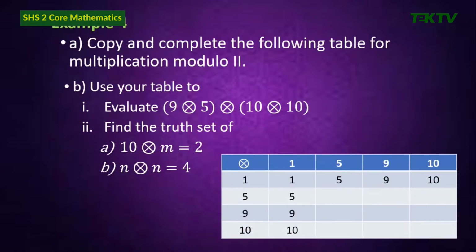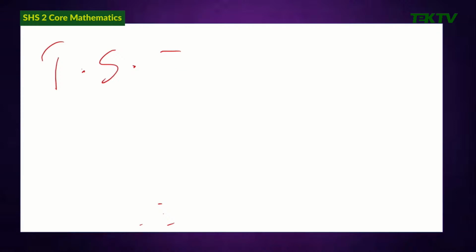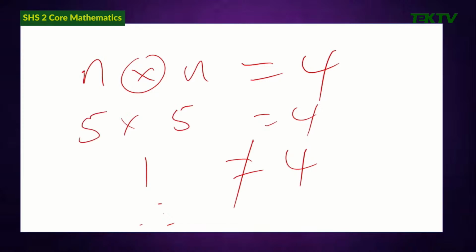The second part: a number times itself equals 4. This time our number is n. n times n equals 4. Let's test with 1. 1 times 1 on the table, is it the same as 4? Of course, 1 times 1 is 1 on the table, which is not the same as 4. So 1 will not work. We test with 5 in place of n. 5 by 5 on the table is 3. But 3 is not the same as 4.